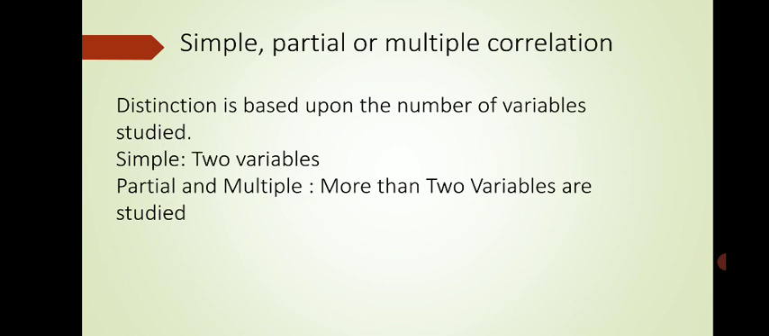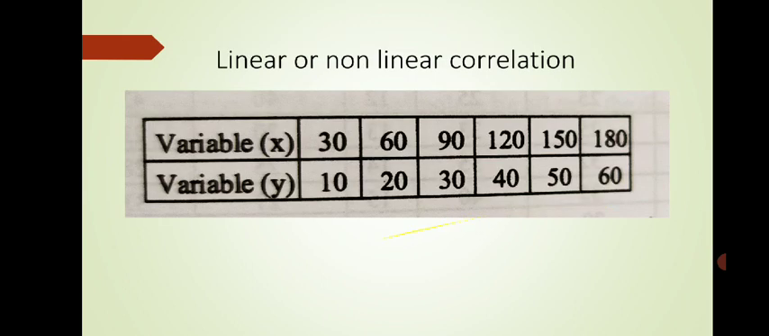For example, the coefficient of correlation between yield of maize and fertilizers, excluding the effect of pesticides and manures, so that condition is called partial correlation. So this is how simple, partial or multiple correlation can be studied.